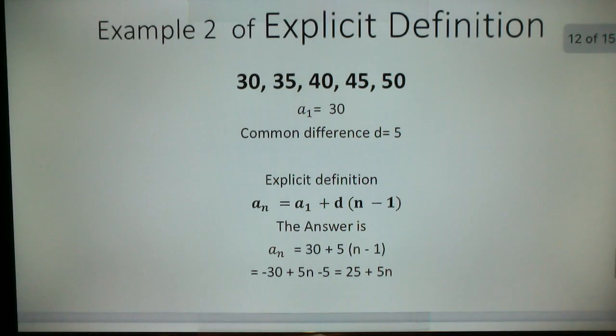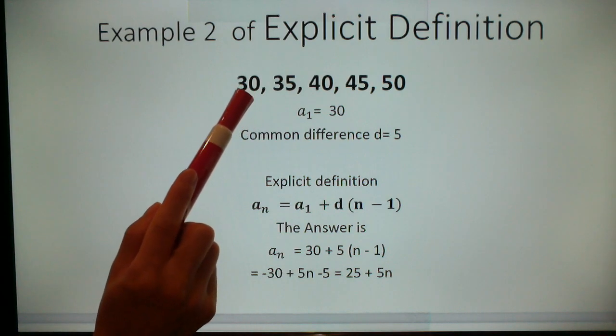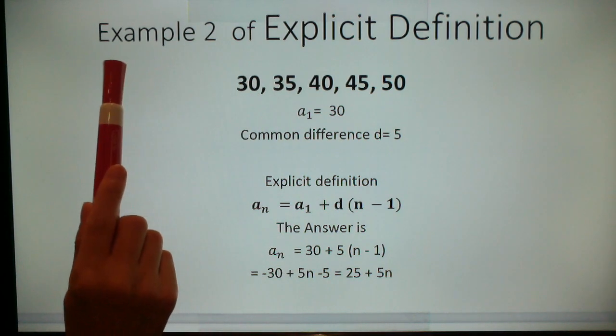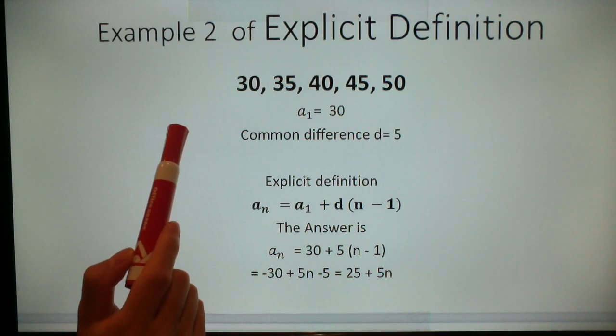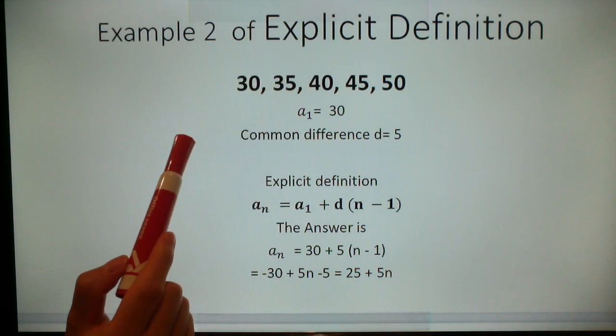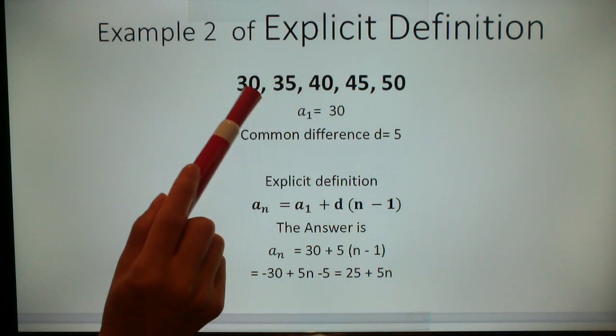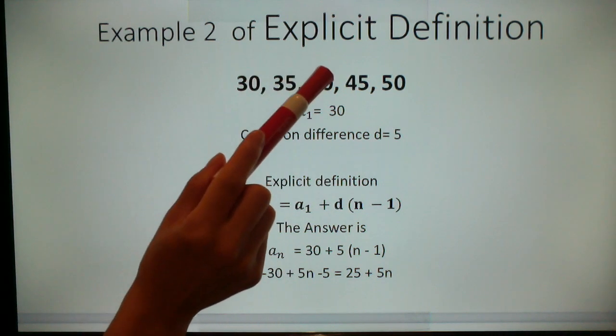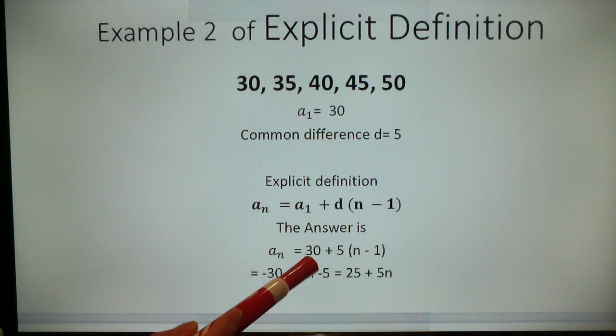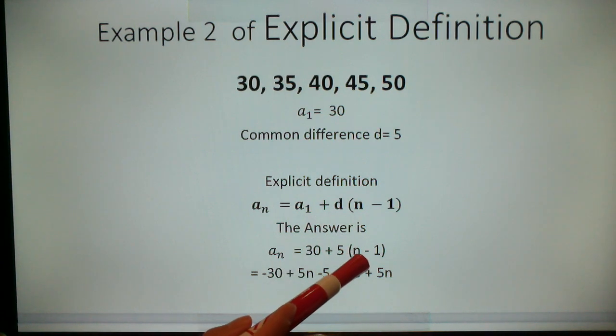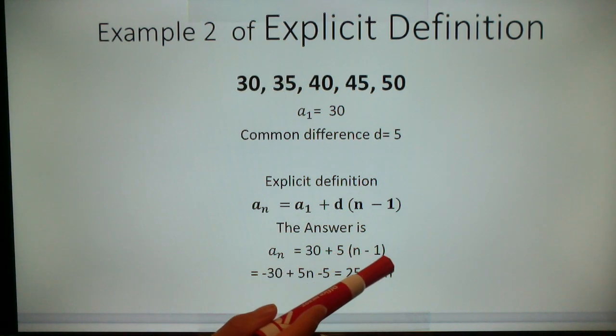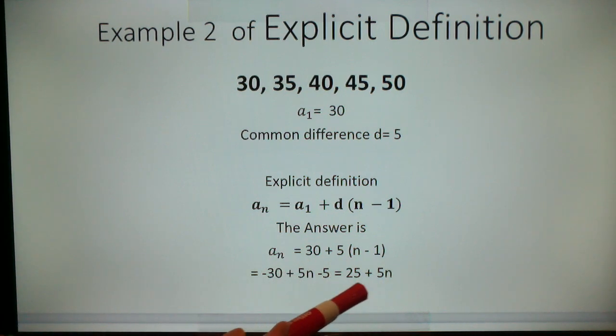So there's another example. Do you remember we just talked about this one in a different form? But let's see how we can express it in the explicit definition. The first term A1 is 30 and the common difference is 5. So we'll write 30 plus 5 times (n minus 1). This is not the simplified version. And if you simplify, it will be this, right? Okay.